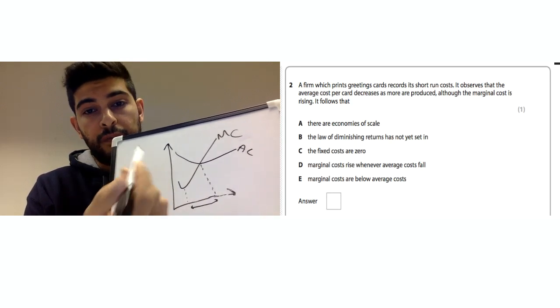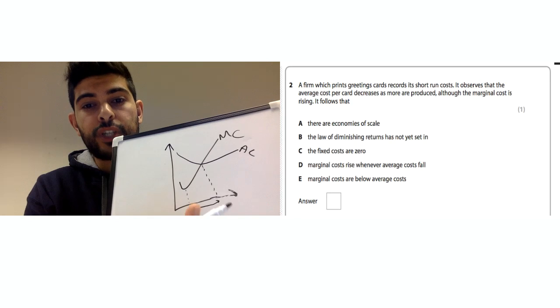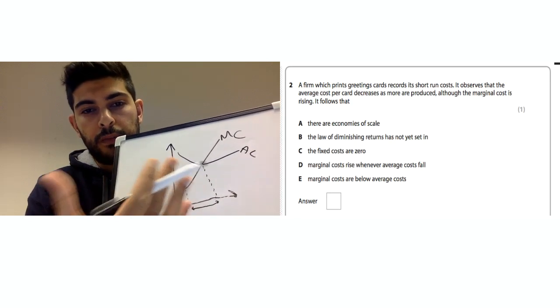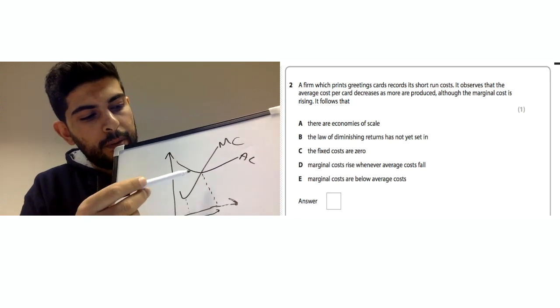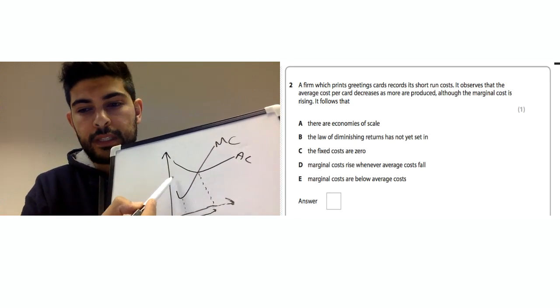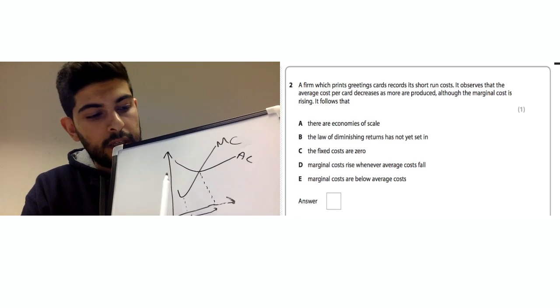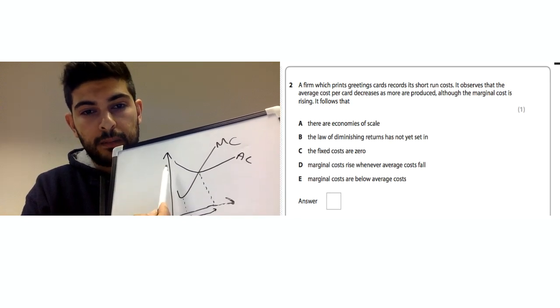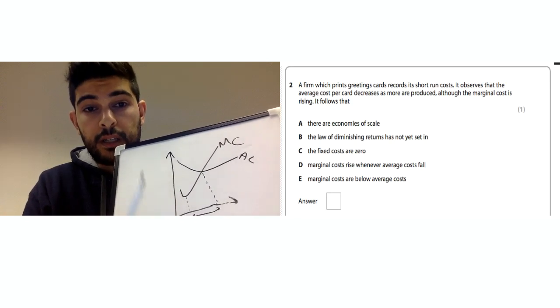That leaves us with the final option, which is the correct answer, which is E. Marginal costs are below average costs. Well, think about it or look at it. At every point, up until the point where they intersect one another, MC is lower than AC. Therefore, the correct answer is E.